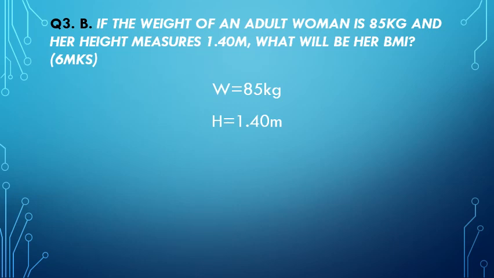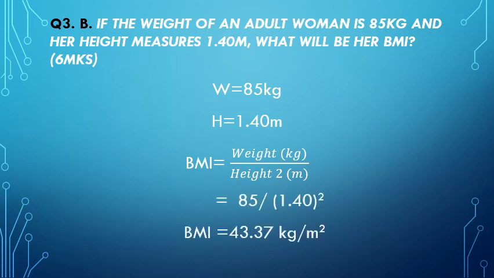But had the weight been given in grams, you would have converted grams to kilograms first. Or say the height was given in centimeters, you would have converted centimeters to meters before you start applying your formula. So the next thing, you state your formula, weight over height squared, and you start calculating. At the end of the day, you have a BMI of 43.37 kilograms per meter squared. Do not forget, I repeat, do not forget to put your SI unit. Very important.